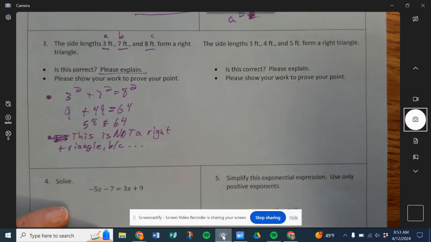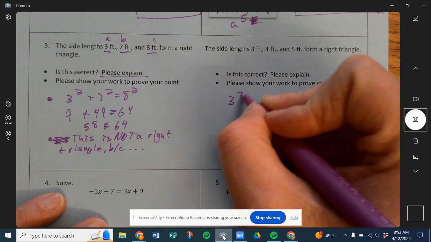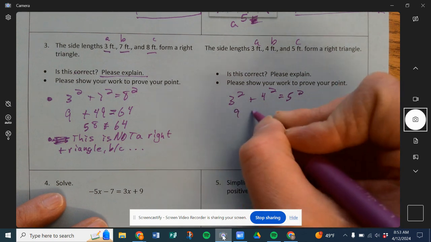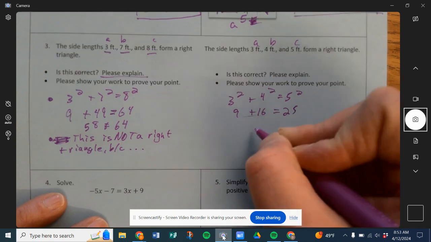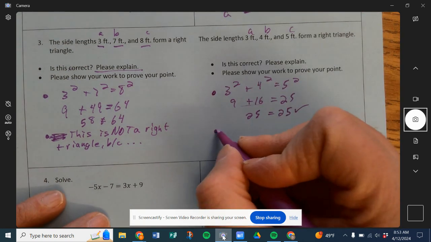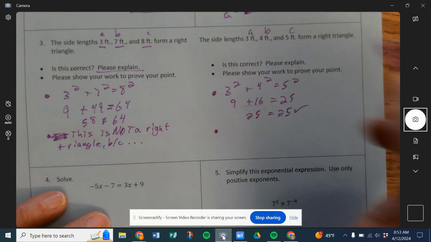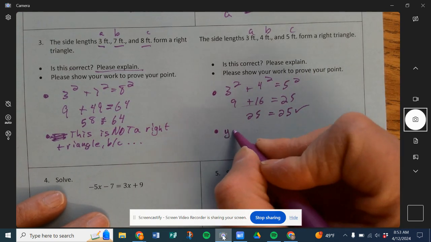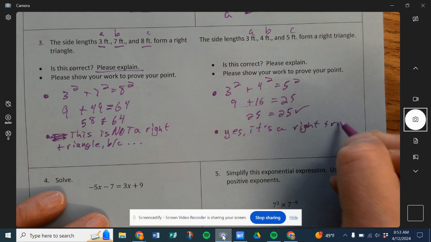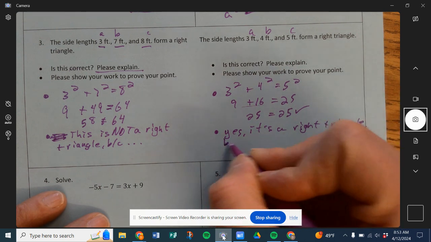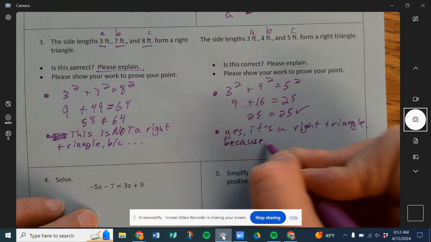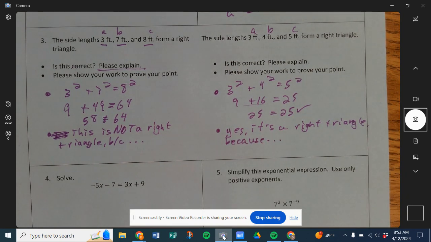Okay. We're going to do the same thing here. 3 squared, that's A, B, C. So 3 squared plus 4 squared equals 5 squared. 3 squared is 9, 4 squared is 16, 5 squared is 25. Add those two together, we get 25 is equal to 25. So that's your work right there. Okay. Is this correct? Again, this should probably say, is this a right triangle? And you would say, yes, it is. Yes, it's a right triangle. Because, I did B/C right here. That just means because, that's kind of my shorthand for it. But again, I'm going to let you explain that one.